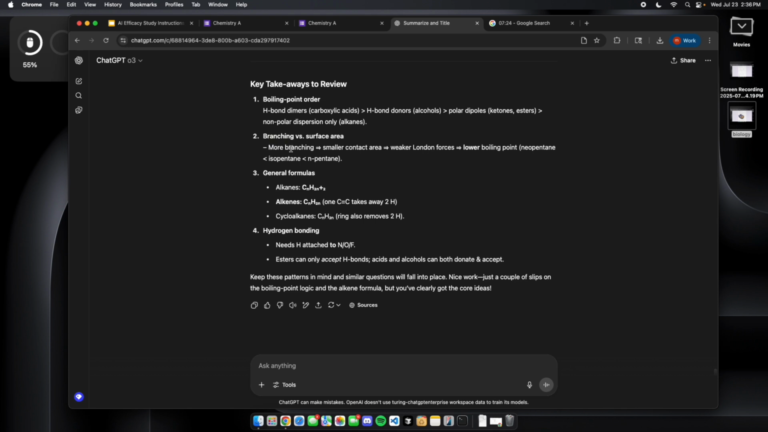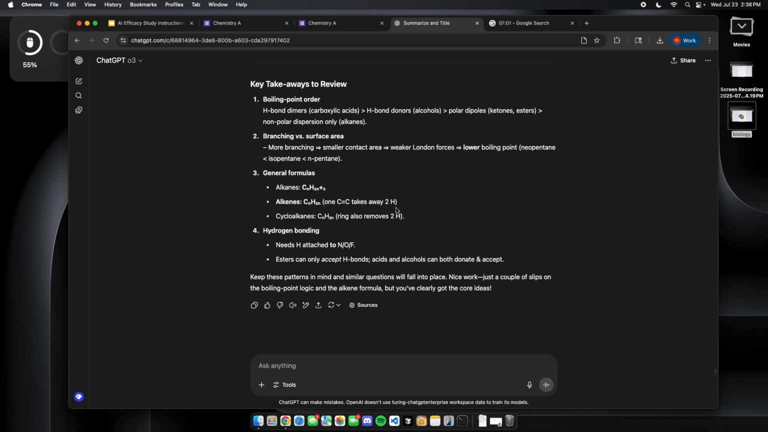Branching versus surface area: more branching, smaller contact area, weaker London forces, lower boiling point. General formulas: alkynes, alkanes, alkenes, cycloalkanes.